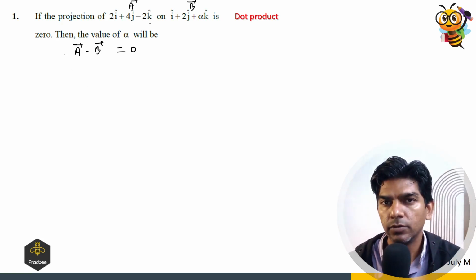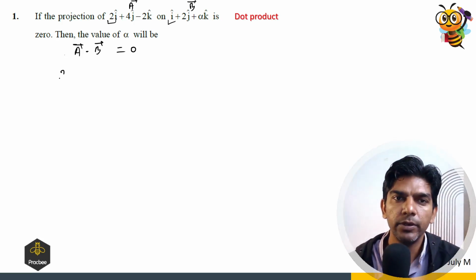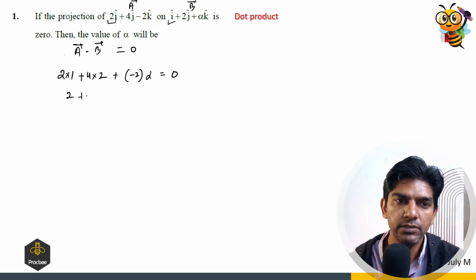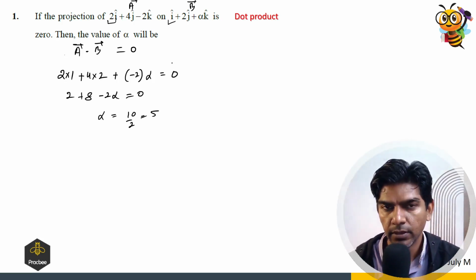And how to find the dot product? In this case, you have to take the product of the individual x, y and z components and then add them. So it will be 2 times 1 plus 4 times 2 plus minus 2 times alpha, that should be 0. So 2 plus 8 minus 2 alpha will be 0. So alpha comes out to be 10 by 2, that will be 5. So 5 is the answer.